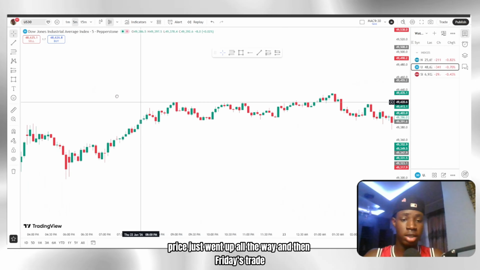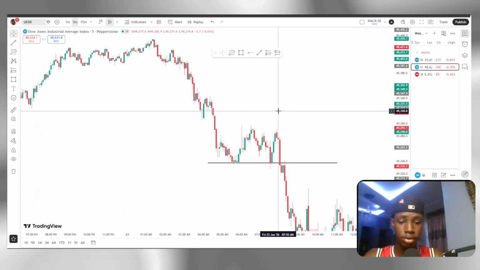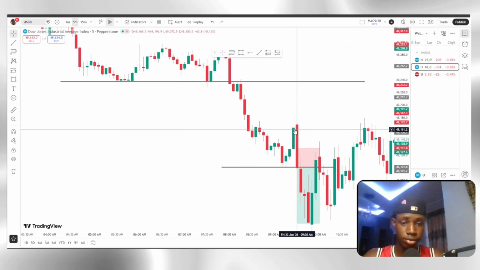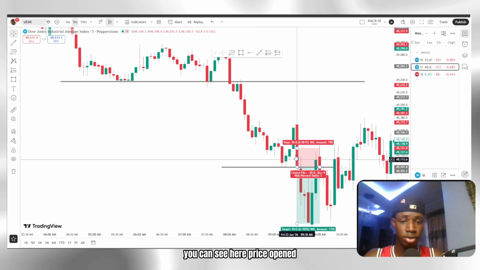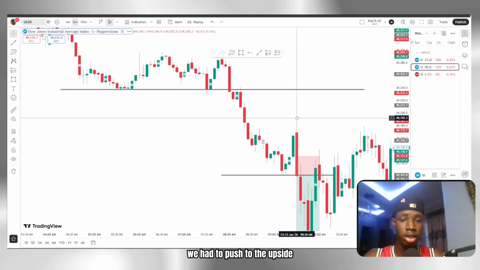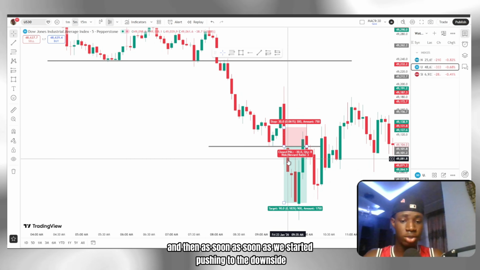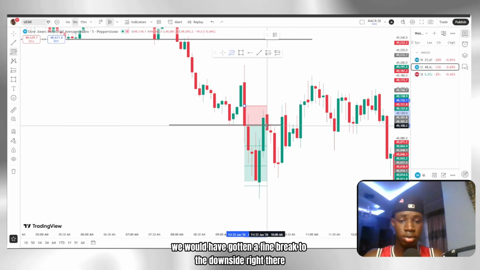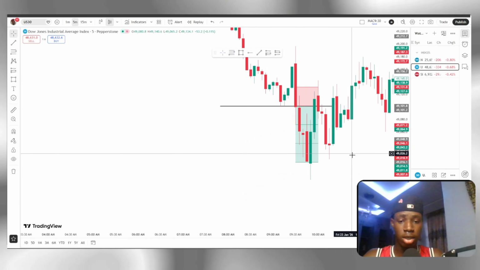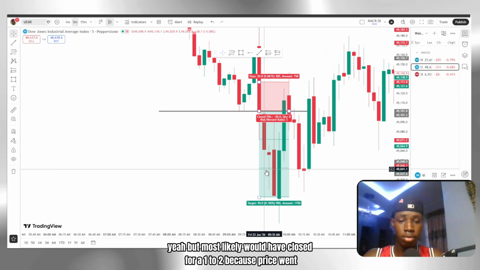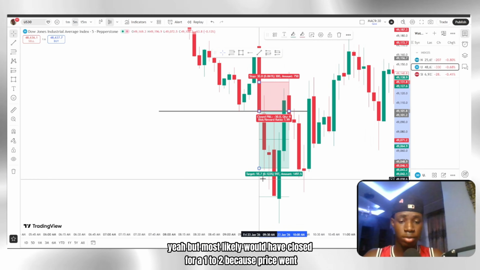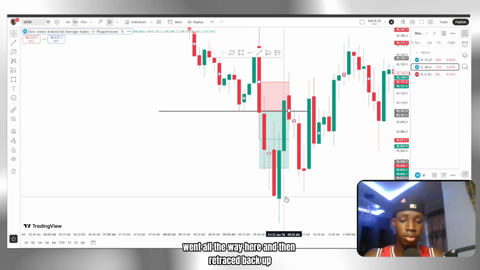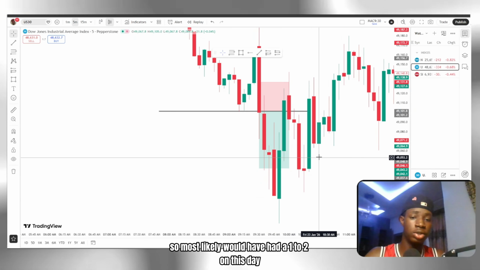And then Friday's trade. Let's see, Friday's trade right here. You can see here, price opened, we had a push to the upside, and then as soon as it started pushing to the downside, obviously we would have gotten a fine break to the downside right there. Yeah, but most likely would have closed for a 1 to 2, because price went all the way here and then retraced back up. So most likely would have had a 1 to 2 on this day.